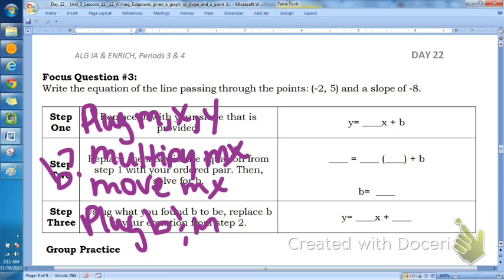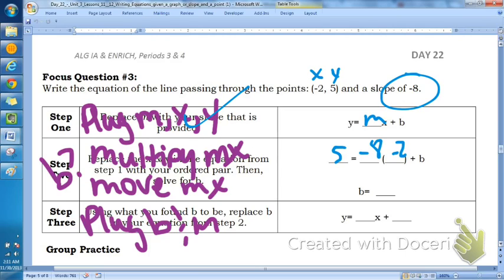Alright, so let's try this. First step, plug in m, x, and y into y equals mx plus b. So we need first our y value, that's the 5. Then your m value, that's the slope of negative 8. And then your x value, which is negative 2.